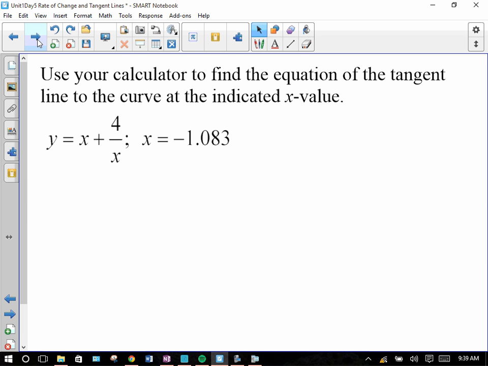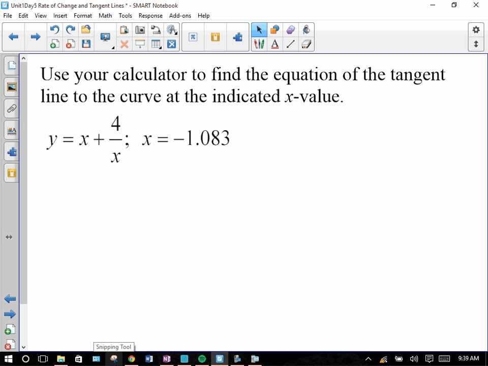So what we're going to do here, first of all, you can do all this on your calculator. However, unless I tell you to do it on your calculator, you're not going to. But we're going to do one problem on our calculator right now, so follow along. It says, use your calculator to find the equation of the tangent line to the curve at the indicated x value.